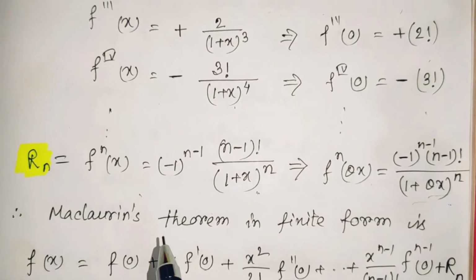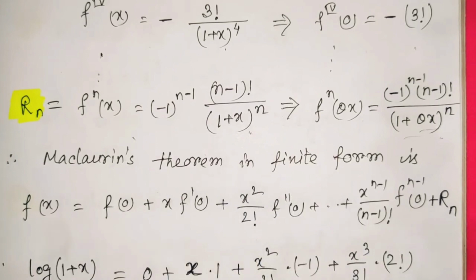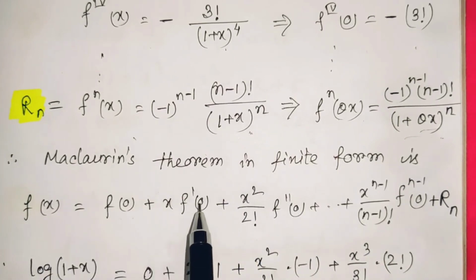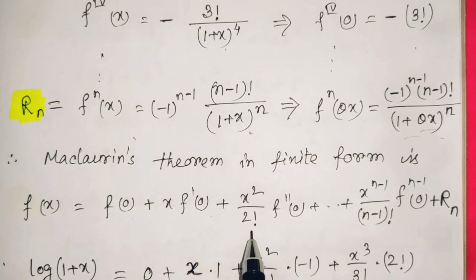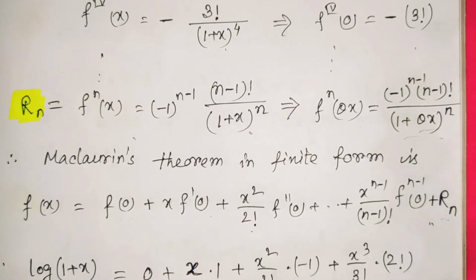So now if we apply Maclaurin's theorem in finite form, then we will find f(x) is equal to f(0) plus x f dash 0 plus x square by 2 factorial in this way, and this is the nth term. This remainder term may be due to Lagrange or may be due to Cauchy. It depends upon the question.